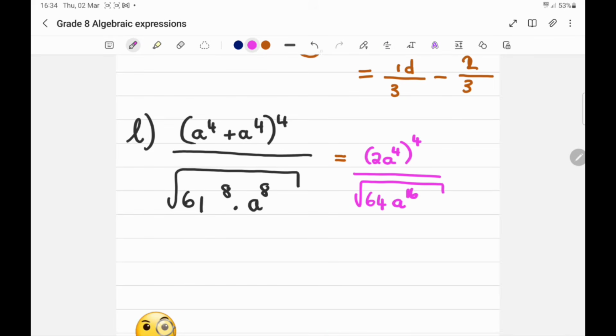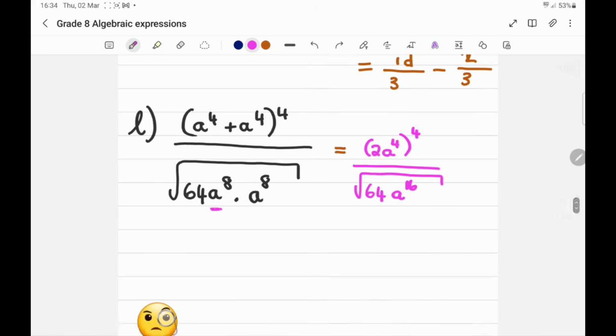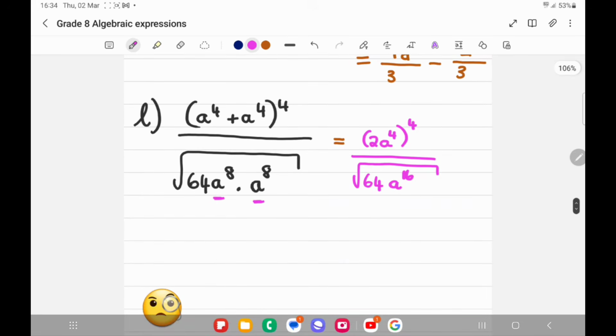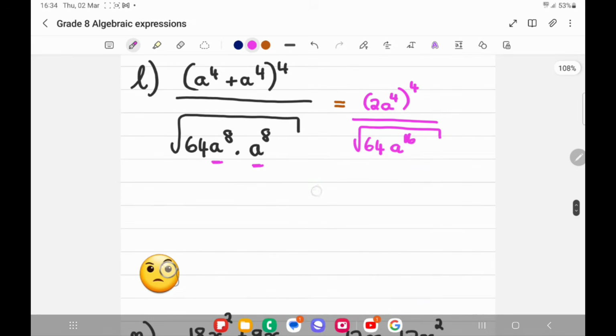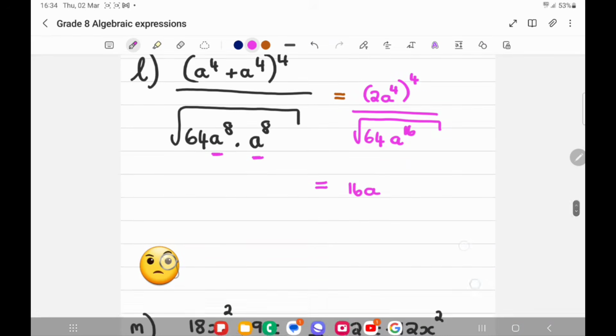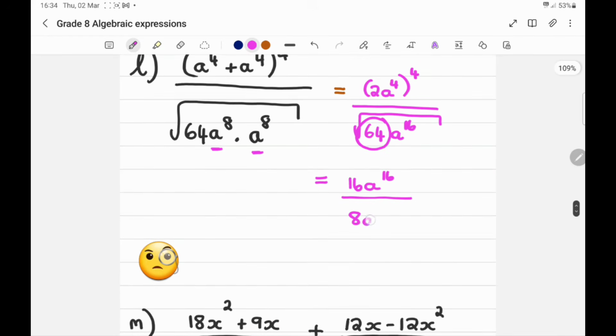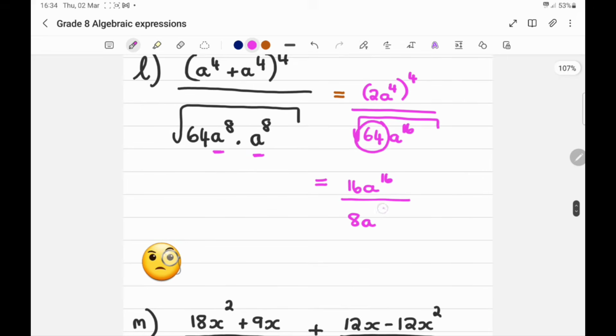You keep your same base and you add the exponents. And that will give you 2 to the power 4 is 16. A to the power 4 times 4 is also 16 over this. Then I'll show you this in the next examples. But the square root of 64 is 8. 16 divided by 2 is 8. And then you can take it further after that.